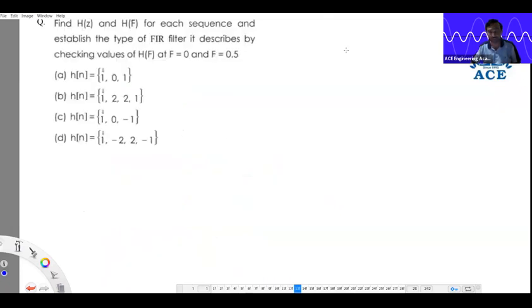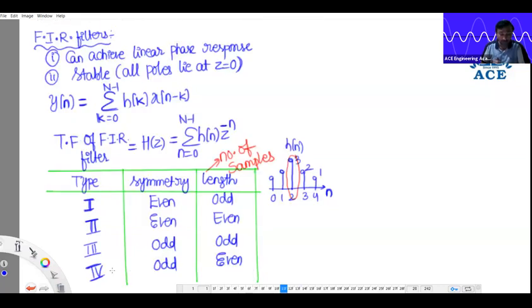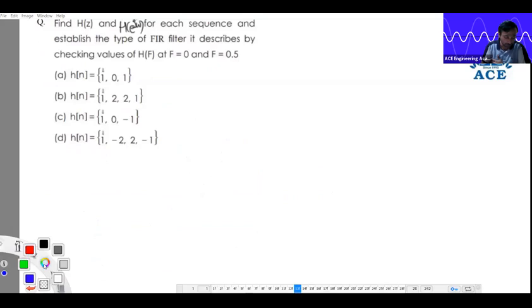Let us discuss this question. Find the transfer function and H of e power j omega, the frequency response, for the given impulse response expressions. Different impulse response expressions are given. We should decide the type of the FIR filter and its nature.